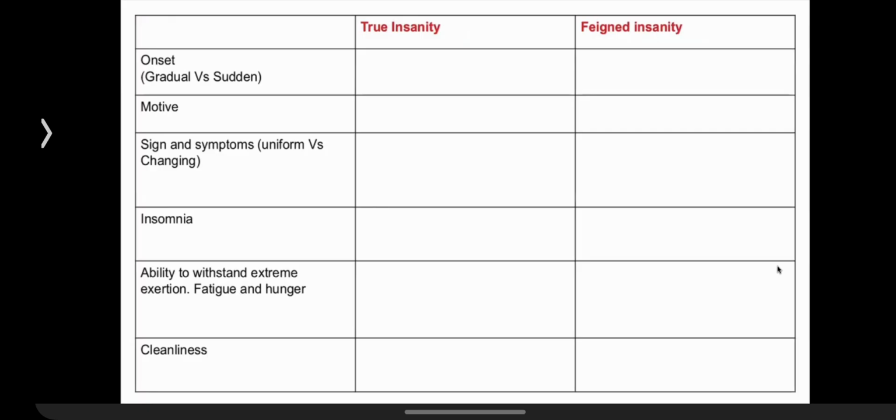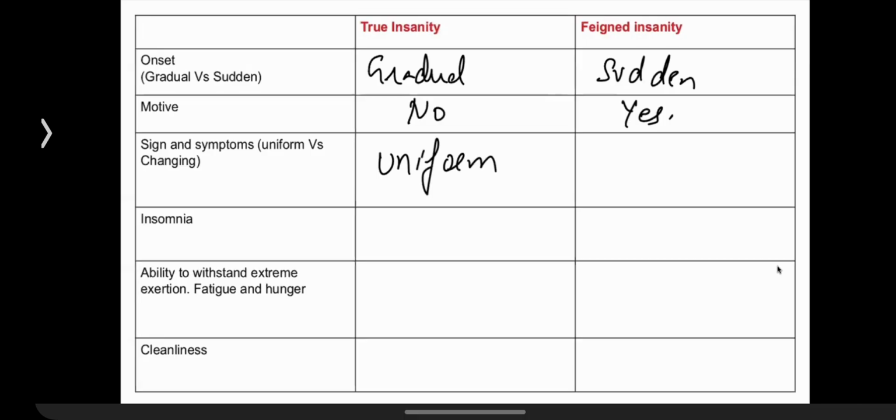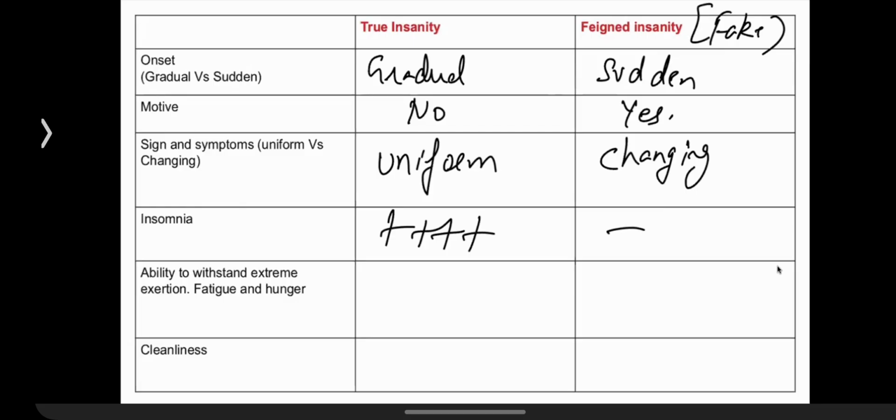True insanity is gradual, feigned is sudden. Here there is no motive, here there is motive. Signs and symptoms of true insanity will be by and large uniform. Feigned insanity, very much changing. Feigned means fake. Insomnia, very much present in true insanity, not present in feigned. Ability to withstand extreme exertion: yes in true, no in feigned. Filthy habits are present in true insanity. In feigned insanity, it will be normal.